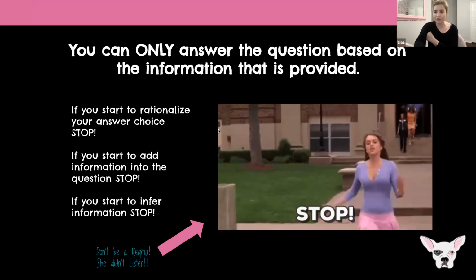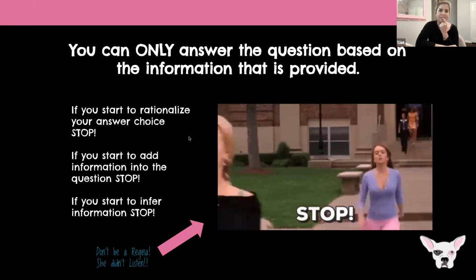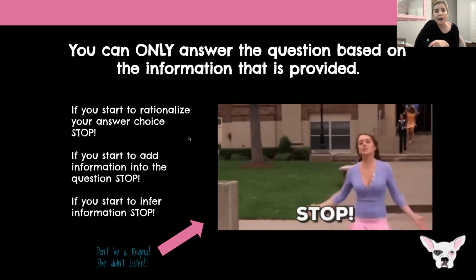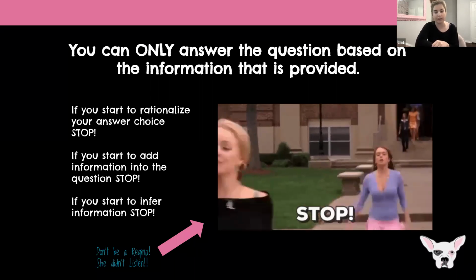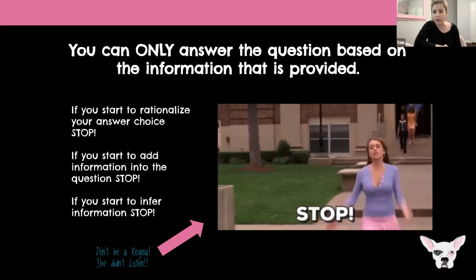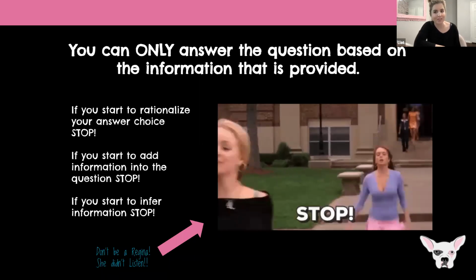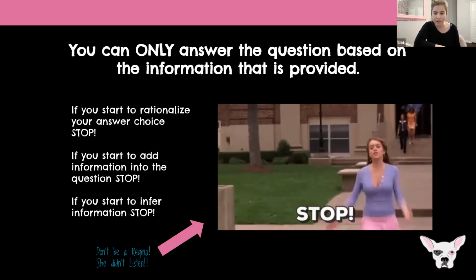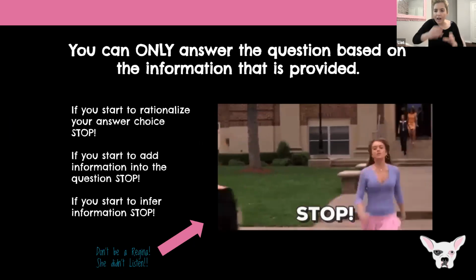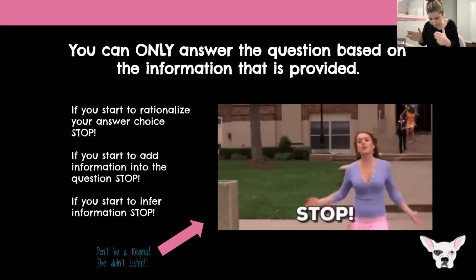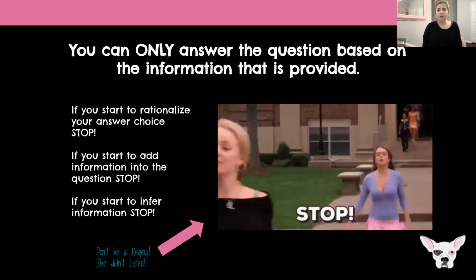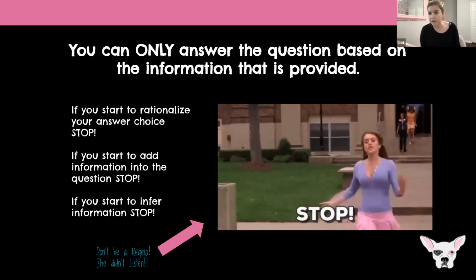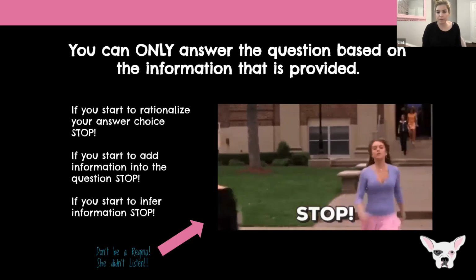If you start to rationalize an answer choice, like, well, if he was hungry, it could be an establishing operation because then the food would be valuable. If it doesn't say he's hungry, it's none of your business to make assumptions for him, okay? Stop. You only have base value on what it says. If you're adding information, stop. If you start to infer information, stop.